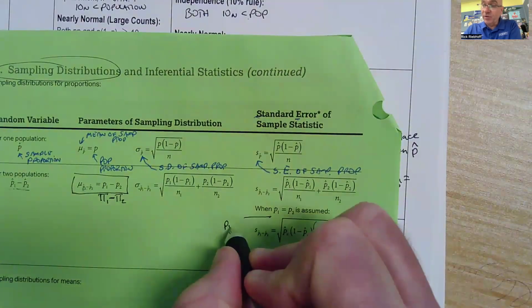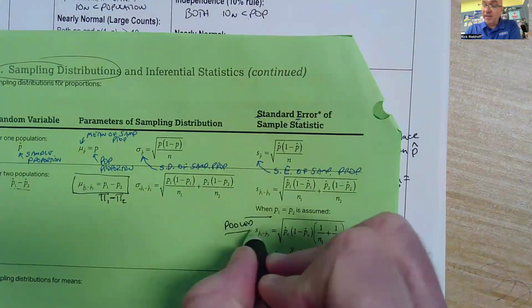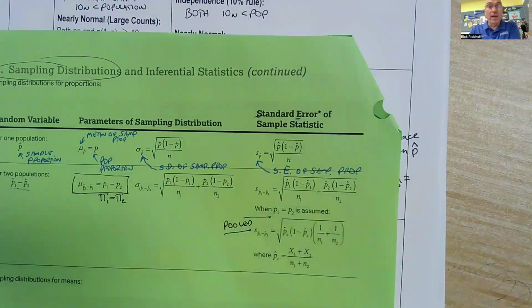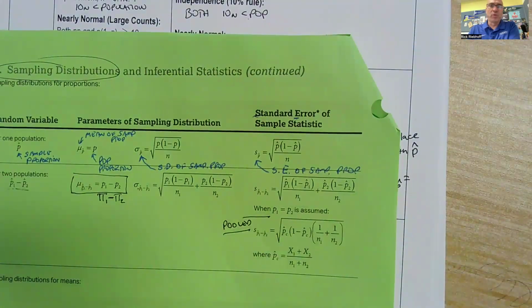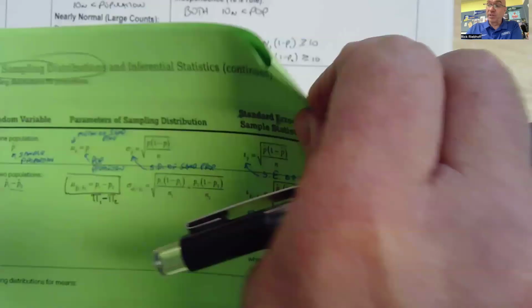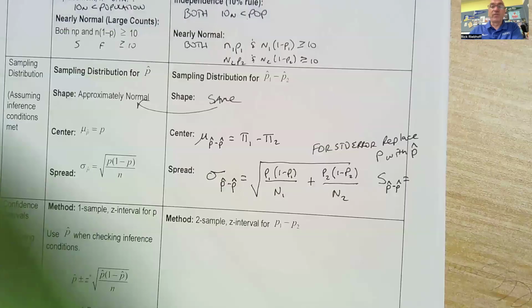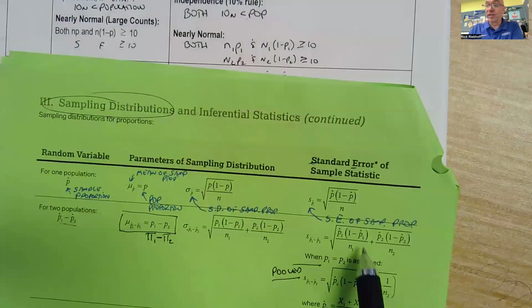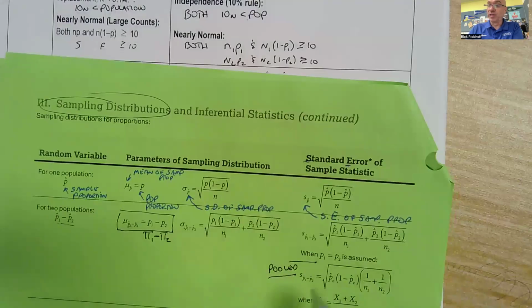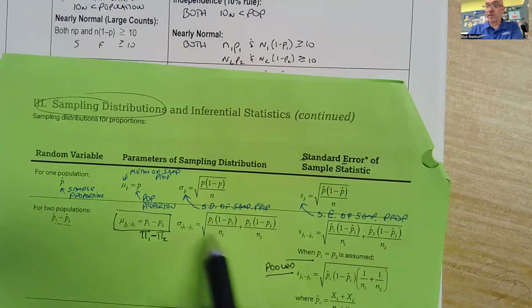I will allow you to write pooled on it. It is never wrong not to pool. It's okay not to pool. If you're not sure whether you should pool or not, don't pool. Never pool if you are not 100% sure you should pool. We'll talk about what that means when we get back to this later on. For now, don't worry about it. Always use this or this.